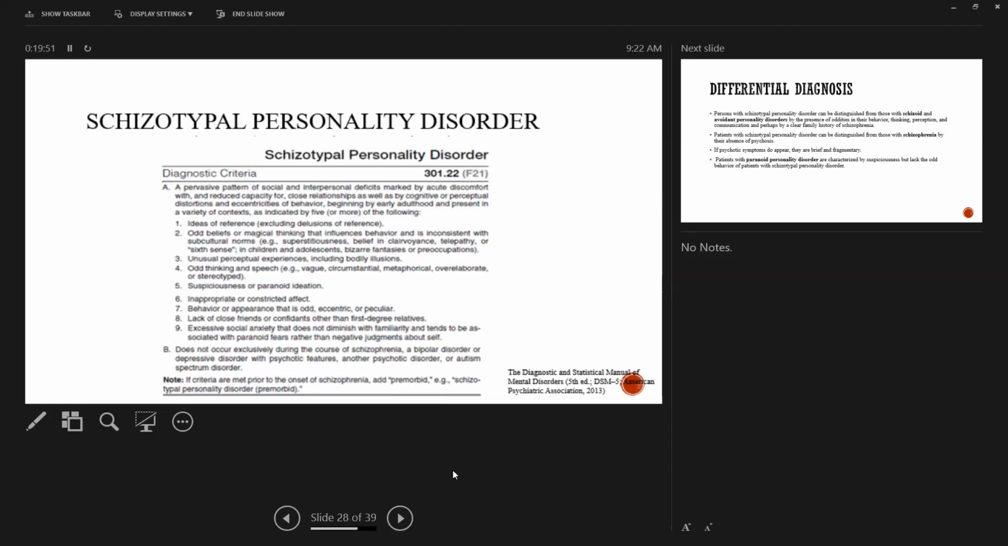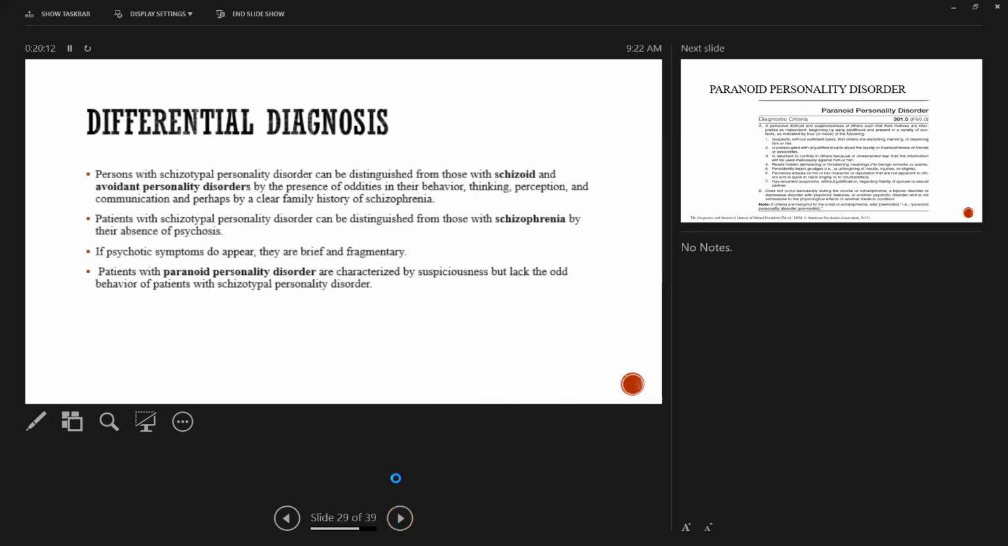Now, this patient will have ideas of reference, odd beliefs, magical thinking is present, unusual perceptual experiences are present, odd thinking or speech is present. There will be an inappropriate constricted affect, and the behavior will be odd, eccentric, peculiar. There will be lack of close friends and confidants, and excessive social anxiety.